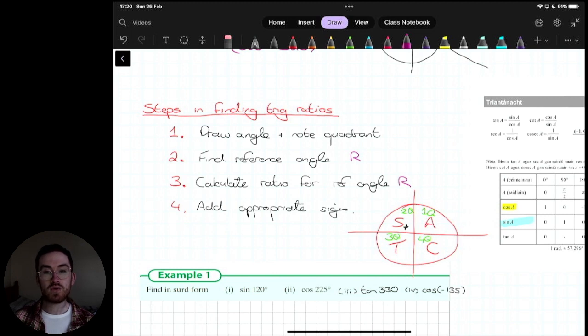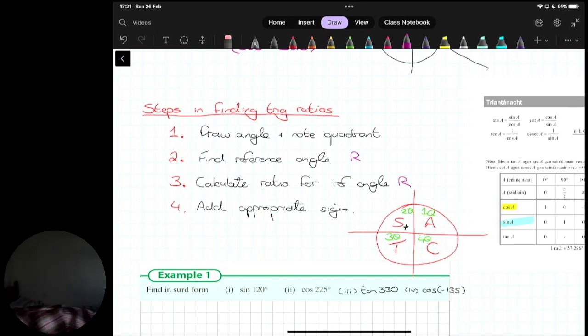So really what we're doing is we draw the angle, see what quadrant we're in, we find the reference angle, we want that angle that we can compare it to from the first quadrant. So we've seen that in our circle that we drew, there are maybe 4 different angles that will match up. We're trying to compare it back to the one in the first quadrant. Then we get a ratio for that reference angle, so that will be an angle that's smaller than 90 degrees, and then we add the appropriate sign.